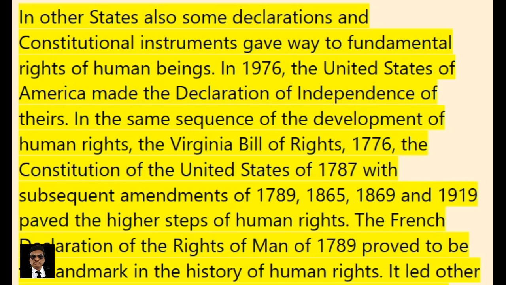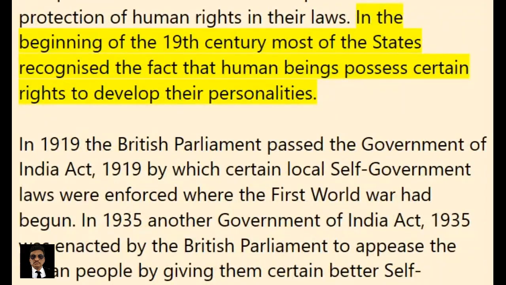The French Declaration of the Rights of Man of 1789 proved to be the landmark in the history of human rights. It led other European countries to include the provisions for the protection of human rights in their laws. In the beginning of the 19th century, most of the states recognized the fact that human beings possess certain rights to develop their personalities.